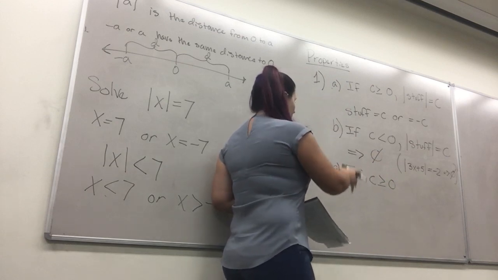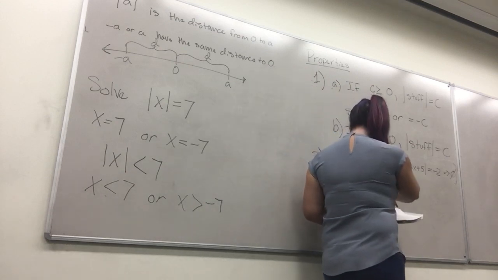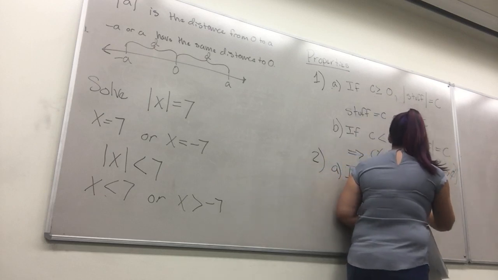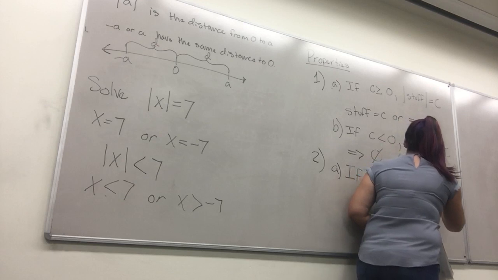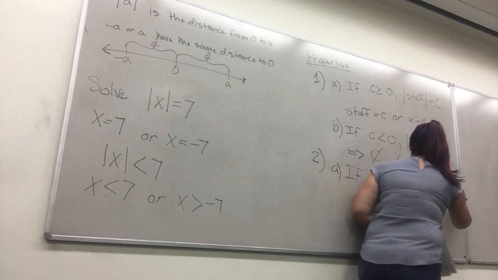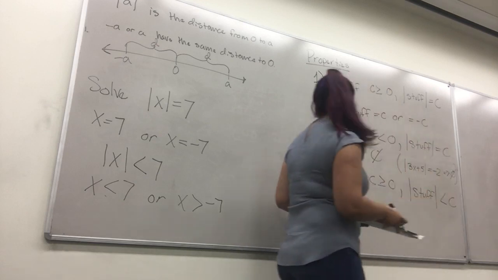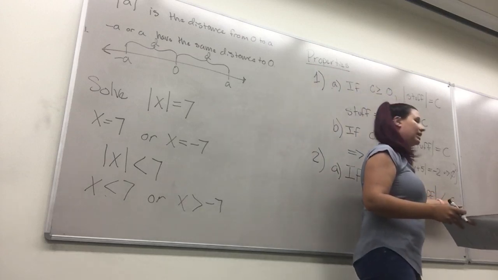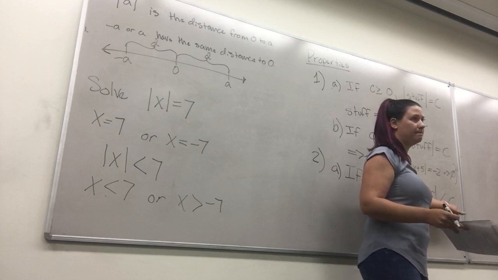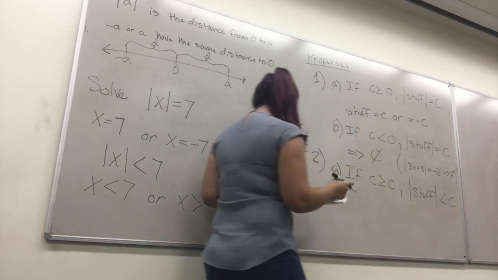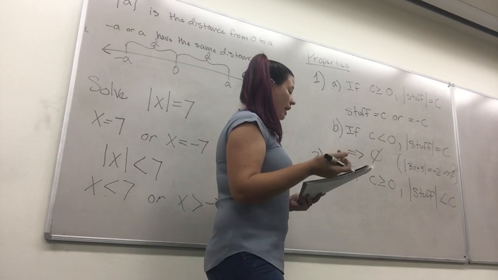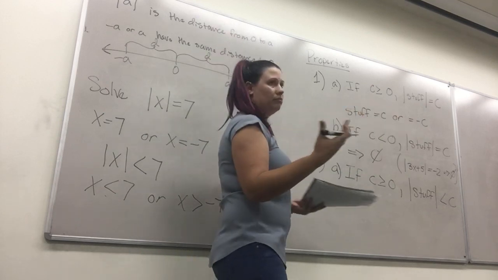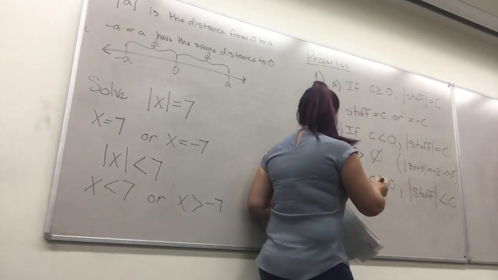Okay, so if we have a non-negative, right? But this time we're not going to have an equals. We're going to have a less than symbol. Okay? So we have a non-negative that we're less than. So that means that we can kind of put it in the middle. Okay, I'll show you what I mean by that.